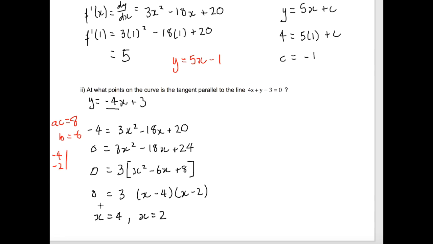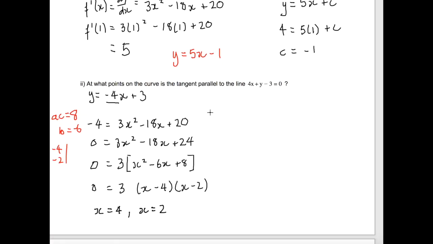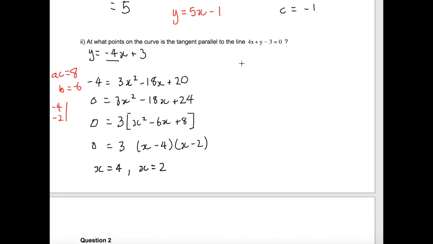Good, so we know that when the x value is 4 and when the x value is 2, the gradient of the tangent at that point has the same gradient as this line, which is what the question was asking. So all we need to do now is substitute these values back into the original equation to find the y value at that point.